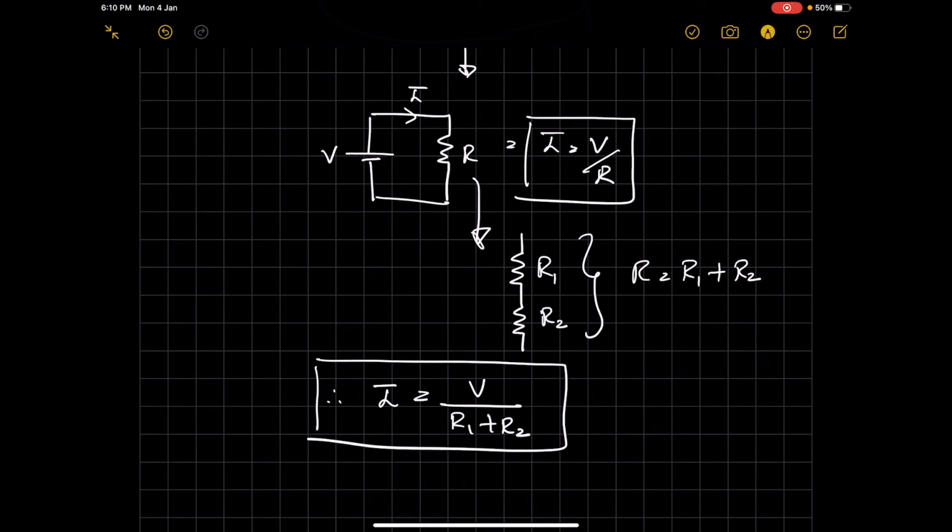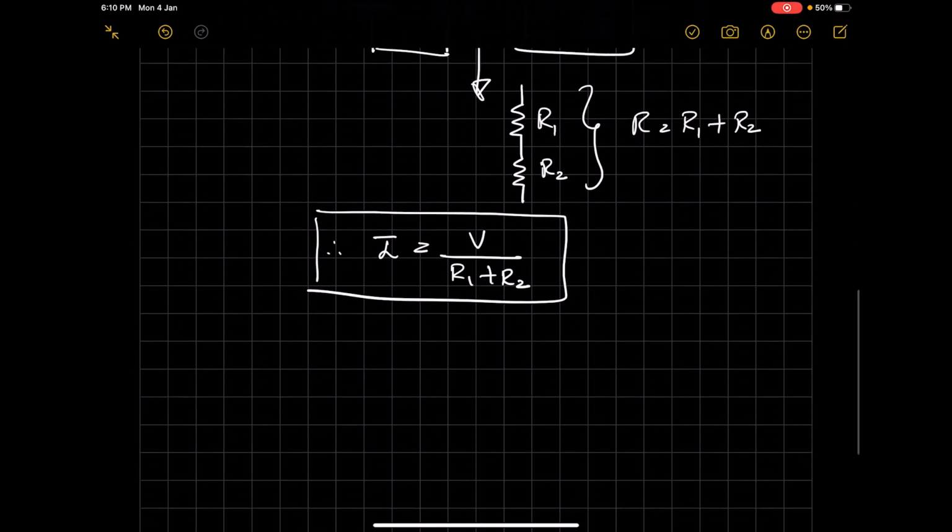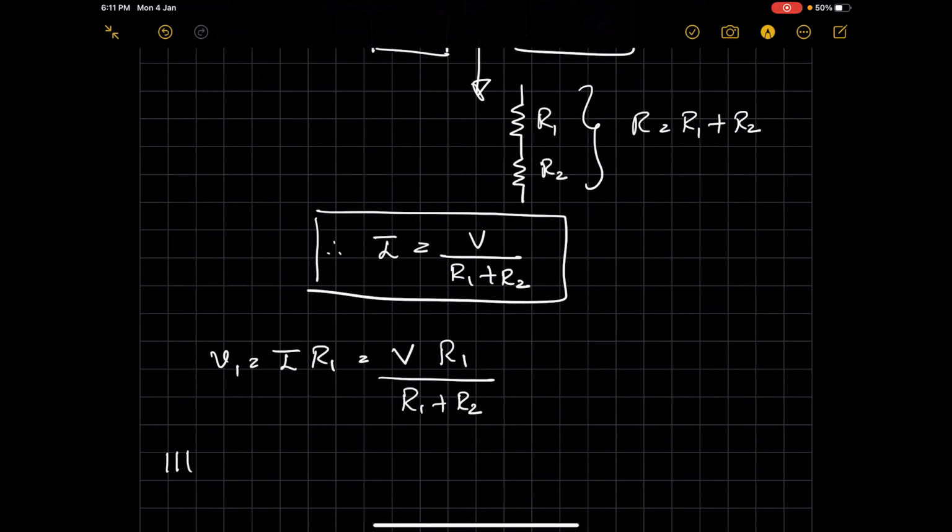Now we know I, we can find V1 and V2. So V1 is nothing but I into R1, therefore it is nothing but V into R1 divided by R1 plus R2. Similarly, V2 is I into R2, therefore it will become V into R2 divided by R1 plus R2. And that is all there is to know about a voltage divider.